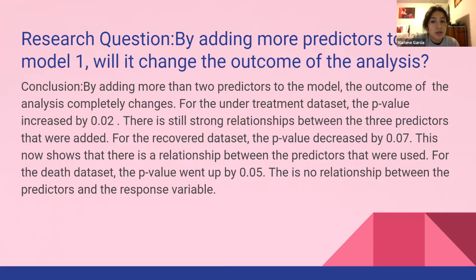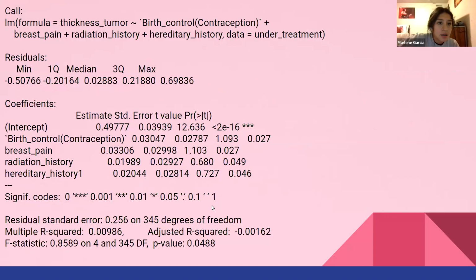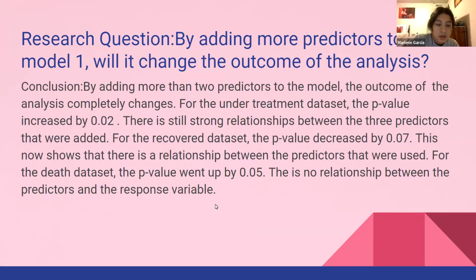For the undertreatment dataset, the p-value increased by 0.02. In the first model that I used, the p-value was 0.299, and in this one, the p-value increased by 0.2. And there's still a strong relationship between the three predictors that were added.